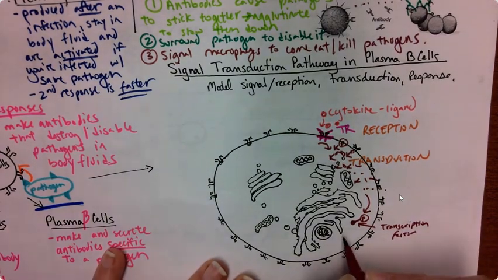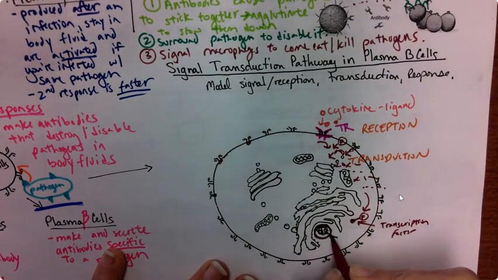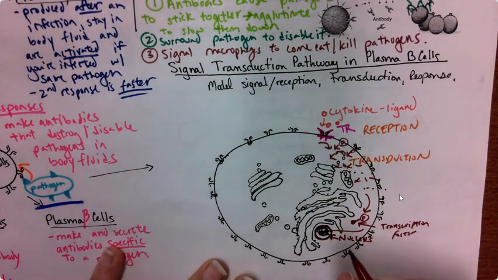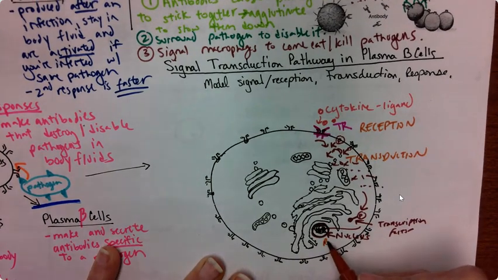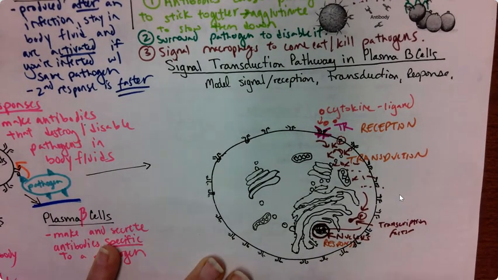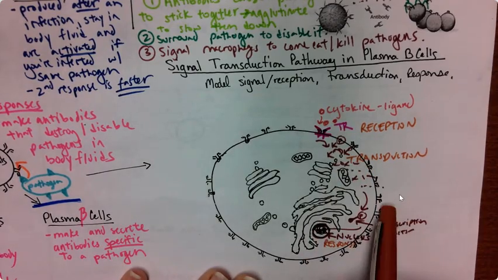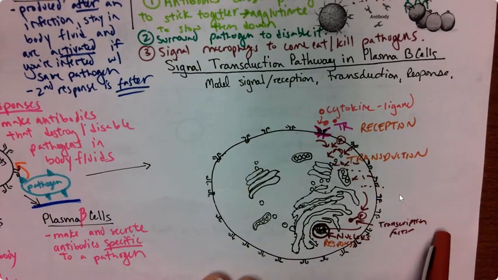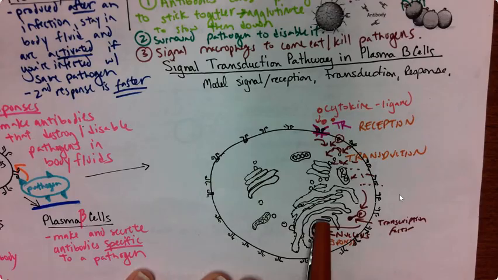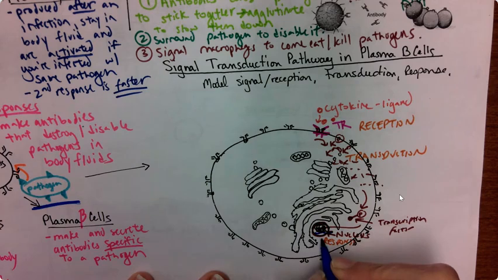A transcription factor is going to go into the nucleus of this cell, and it's going to bind to the area of DNA associated with antibodies. And this is where our response section starts. When that transcription factor protein that was activated at the end of this phosphorylation cascade goes into the nucleus, it binds to the area of the DNA associated with antibodies. That allows for the production of antibody mRNA.